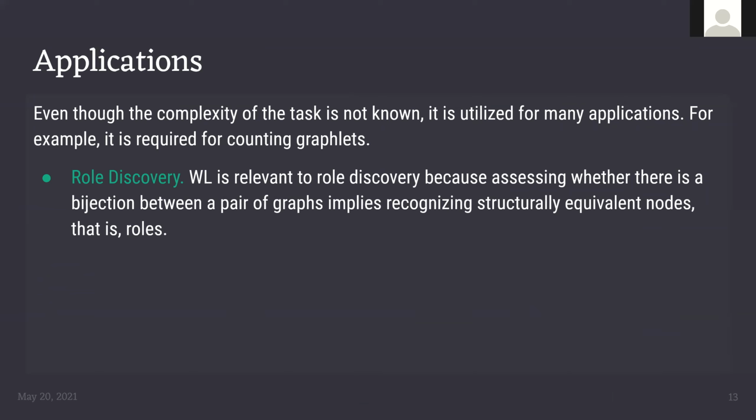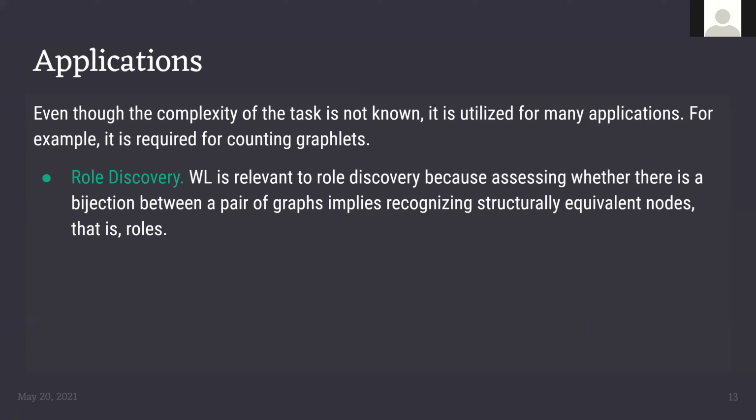But just the same, it is used for applications such as, for example, network alignment in bioinformatics applications, or even for counting graphlets where you want to have a higher level picture of what is going on in the graph on the structural level. But why is graph isomorphism and, as a consequence, graph neural networks relevant to role discovery?